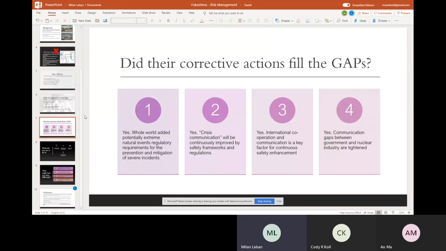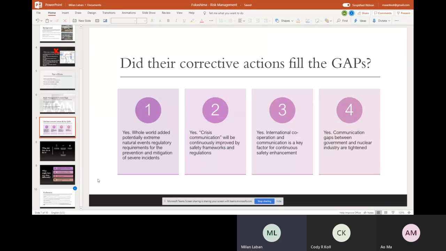So did their corrective actions actually fill in their gaps? For the first one, I wanted to state yes. Considering that TEPCO had no emergency measures to follow in the case of an earthquake or tsunami, it was collectively decided that the whole world, and I mean the whole entire nuclear industry, decided that potentially extreme natural events must be a regulatory requirement in the planning stages of the plants to prevent and mitigate severe incidents.